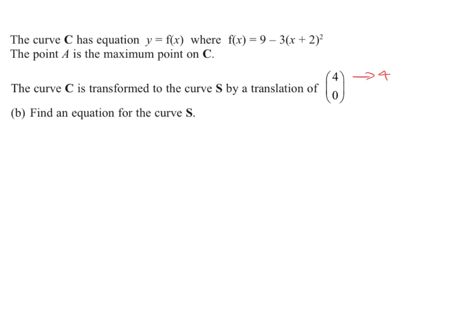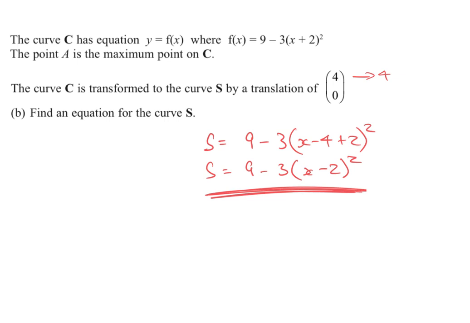So S will now be equal to 9 minus 3, and we take away 4 from our x, so it's x minus 4 plus 2, and then that would be squared. So S will be equal to 9 minus 3, and we have x minus 4 plus 2 is x minus 2, and that will be squared. And that's all you need to write for the mark in the exam. Again, you can go straight to the solution.